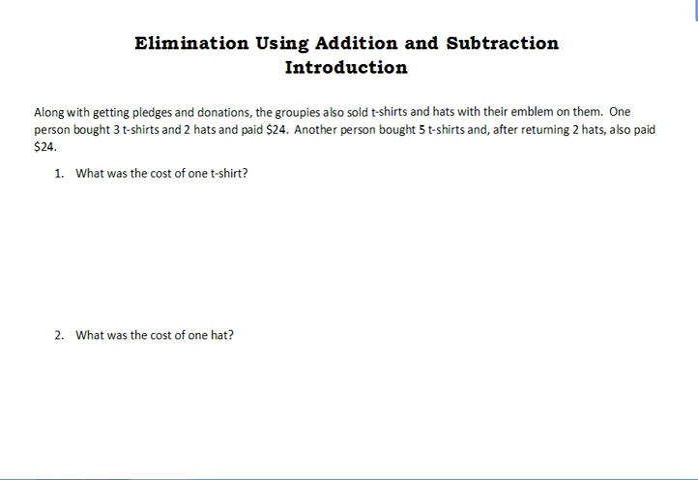Okay, this introduction says that along with getting pledges and donations, the groupies also sold t-shirts and hats with their emblem on them. One person bought 3 t-shirts and 2 hats and paid 24 bucks. Another person bought 5 t-shirts and then after returning 2 hats also paid $24. So the question is, what was the cost of 1 t-shirt?